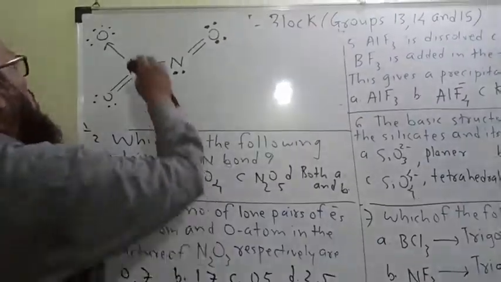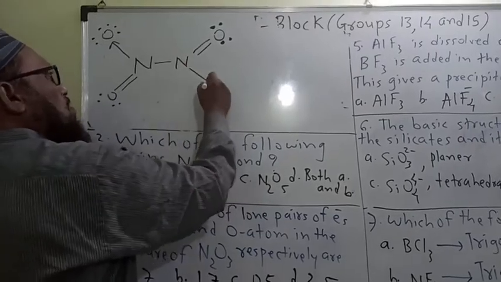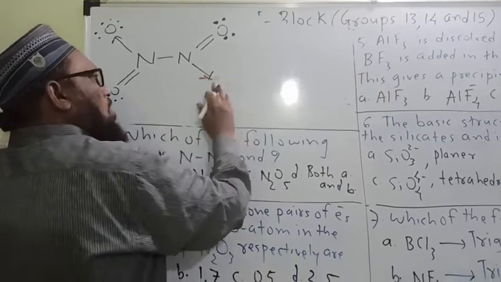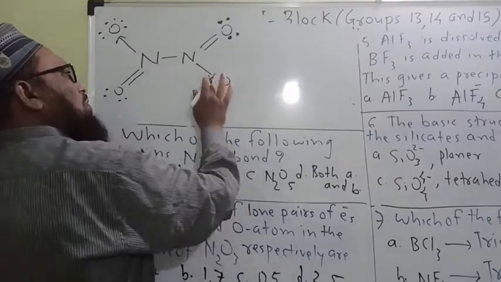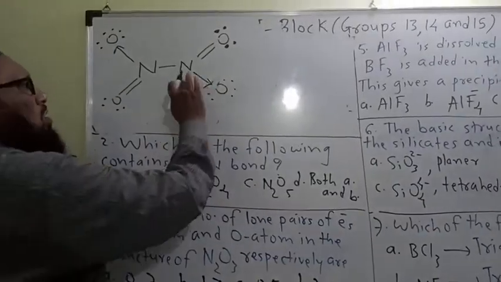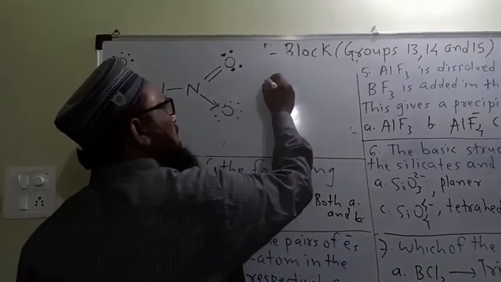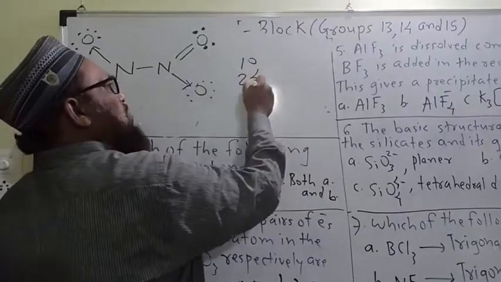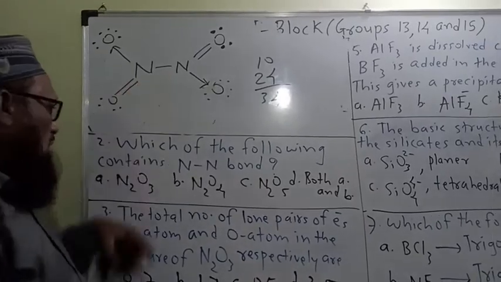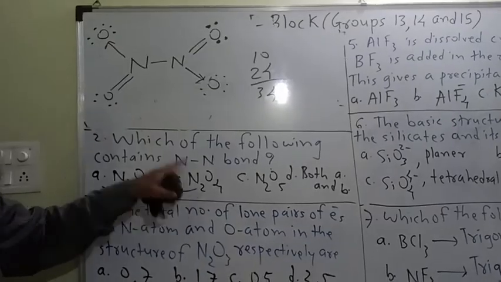Then N2O4, I write the structure of N2O4. Now look here. Total how many electrons are present in the structure of N2O4? This is the structure. Now here lone pair gone. 2 nitrogen have 10 electrons, 6 oxygen 24, 34 electrons, count it and it will come equal. This also has an NN bond. OK, both N2O3 and N2O4 have an NN bond.